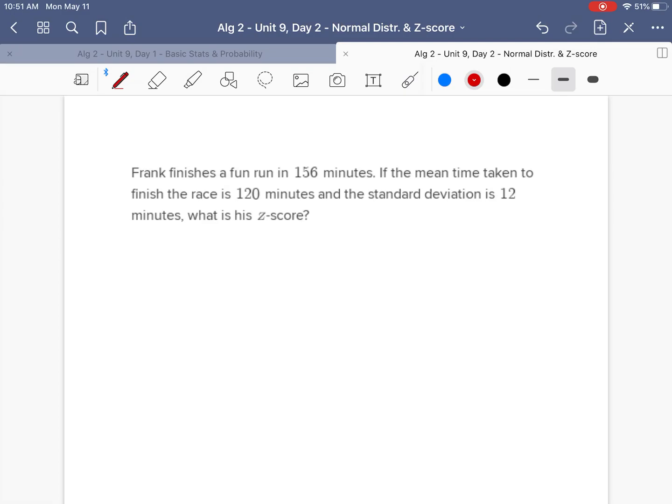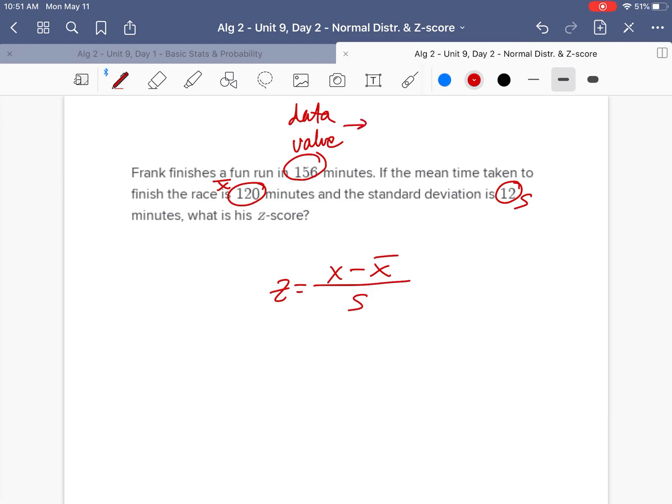All right, so here we go. Frank finishes a run in 156 minutes. So that's his data value, his score. The mean time taken to finish the race is 120, so that's your x bar. And the standard deviation is 12, so that's your s. So remember, your z-score is x minus x bar over s. So your data value is your x. So I'm just going to do 156 minus 120 over 12.